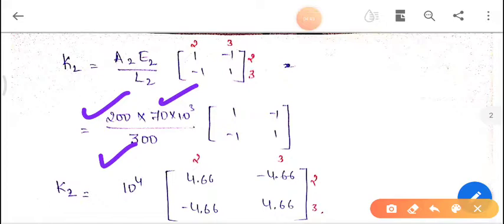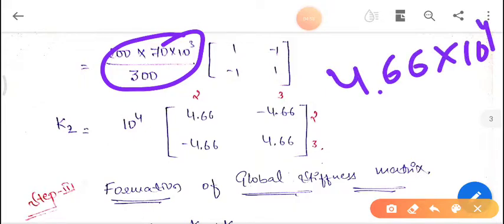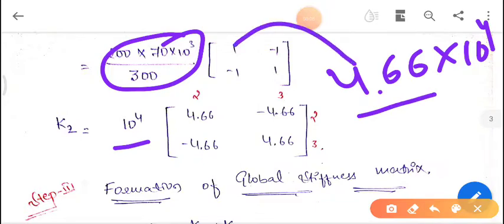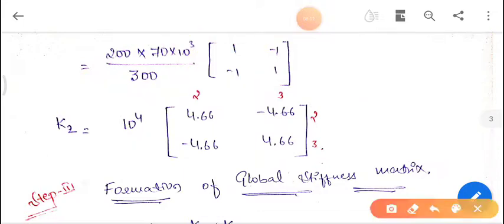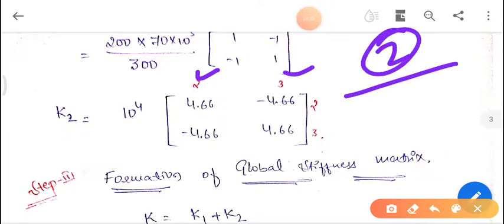The second element is connected between node 2 and 3, which we have written as 2 and 3 here. Once you simplify these things, you will get 4.66 into 10 raised to 4, where we have taken 10 raised to 4 outside, and we have multiplied this 4.66 with 1 minus 1, minus 1 1. So we get 4.66 minus 4.66, minus 4.66 4.66. This 2 and 3 represents element 2 which is connected between 2 and 3.